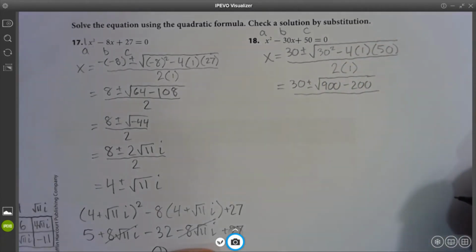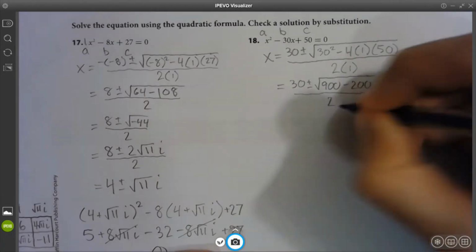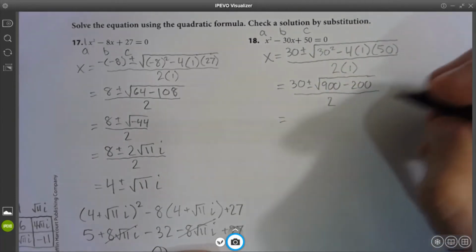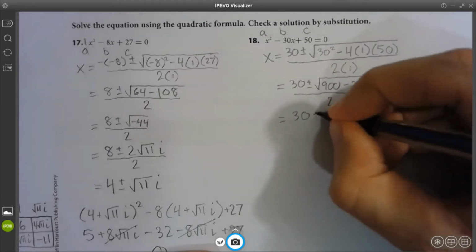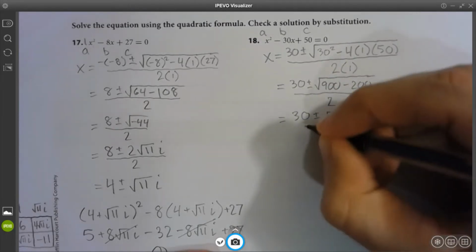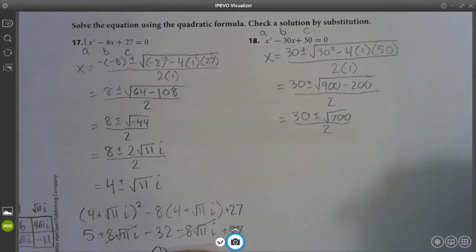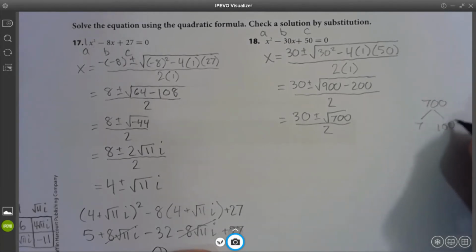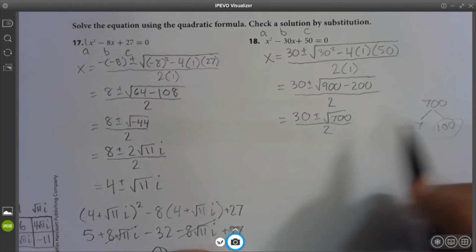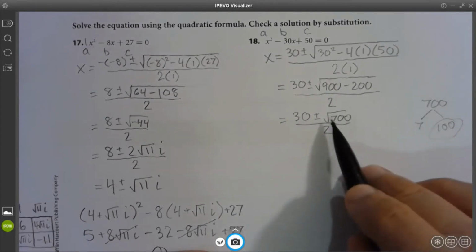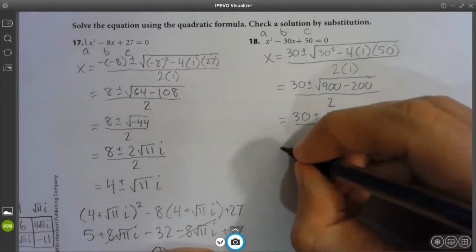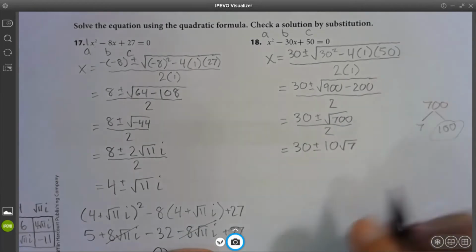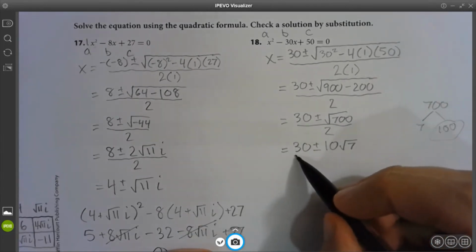That's not a perfect square, so we will have a square root to deal with. How unfortunate. Next step, we have 30 plus or minus root 700 over 2. 700, that's just 7 times 100. So this one is a perfect square, so we'll go ahead and use that combination. So the square root of 100 is 10. This is going to be 10 root 7. At least there's no i, but yeah, it's still pretty messy.